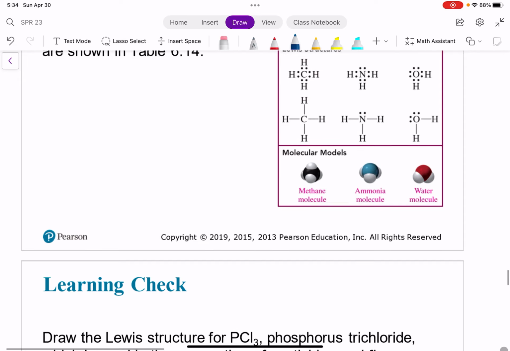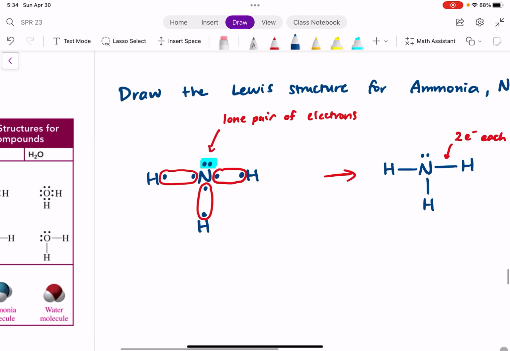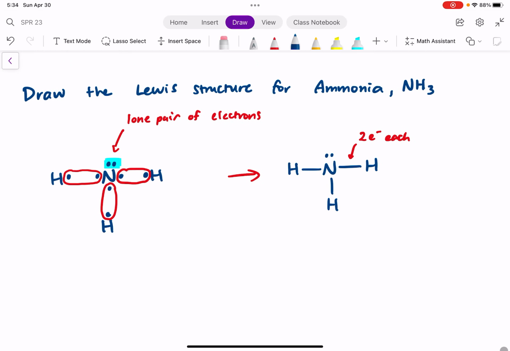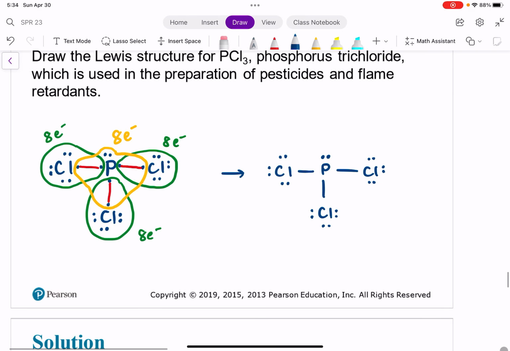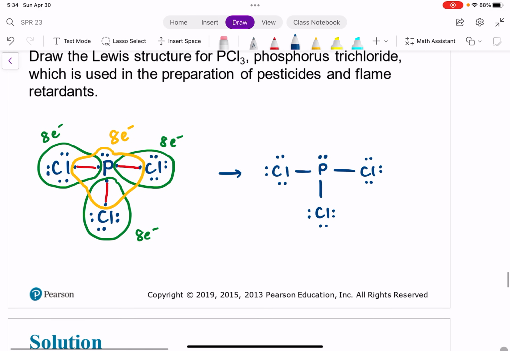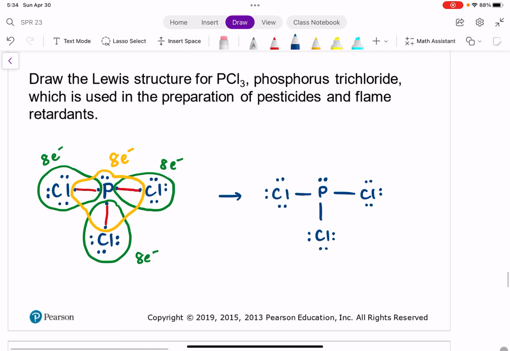With the hydrogens, why didn't we have those around? We didn't have any of those. Why? Hydrogen only had 1 electron each to share. So they didn't have any other lone pairs or anything we had to worry about. But these do. So this would be your Lewis structure for PCl3, phosphorus trichloride.